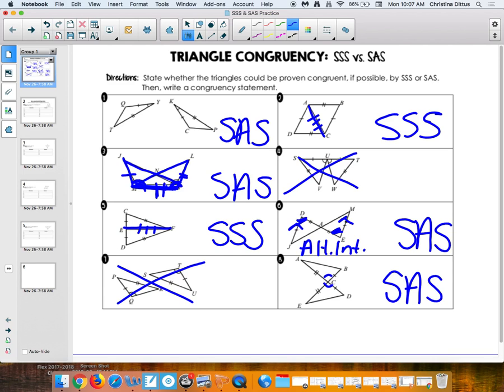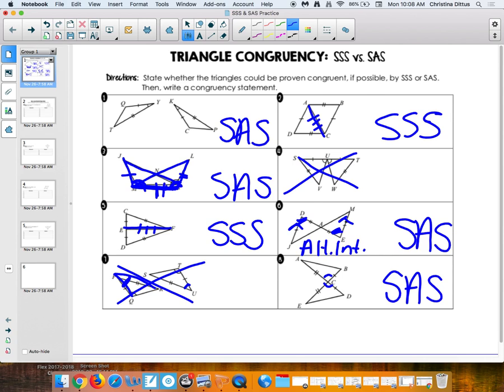Wait, why does number 7 not work? Because we have angle side side, or side side angle. Your angle, if you're going to use SAS, has to be in between your sides. Or if I think of it like, your sides have to make up your angle. And this one doesn't.